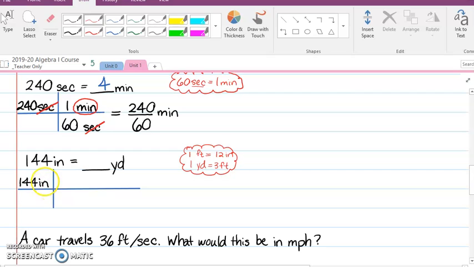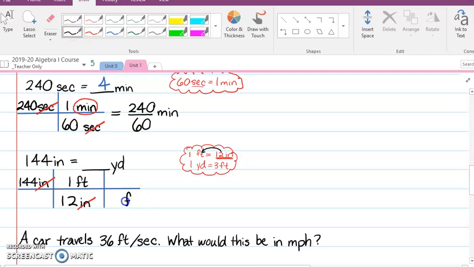So I have inches on top. I'm looking to put inches on the bottom so that they will cancel out. The only inches I have accessible right now are 12 inches, which equals 1 foot. Now we're getting somewhere, but that's not our goal. Our goal was not to convert to feet, it's to convert to yards. So I have to go a step further. I need to change these feet into yards.